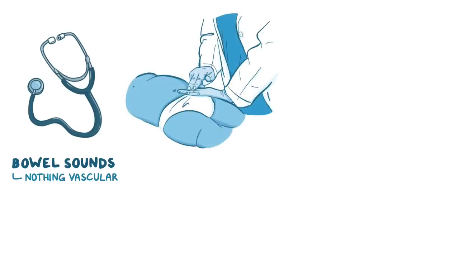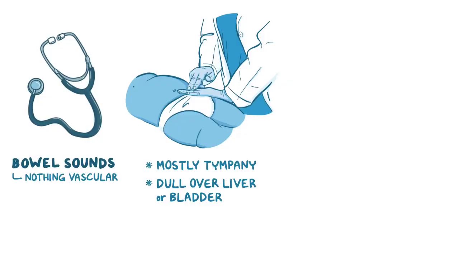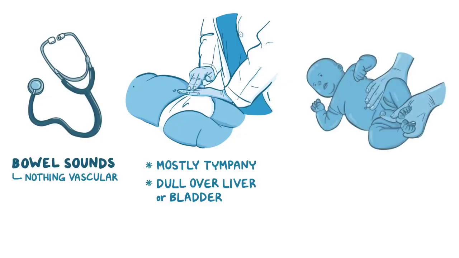When auscultating in children, it's usually just bowel sounds, nothing vascular. With percussion, it's mostly tympany. It might be dull over the liver or bladder, but we don't percuss the spleen. If palpating, remember to support the child's leg or arm.